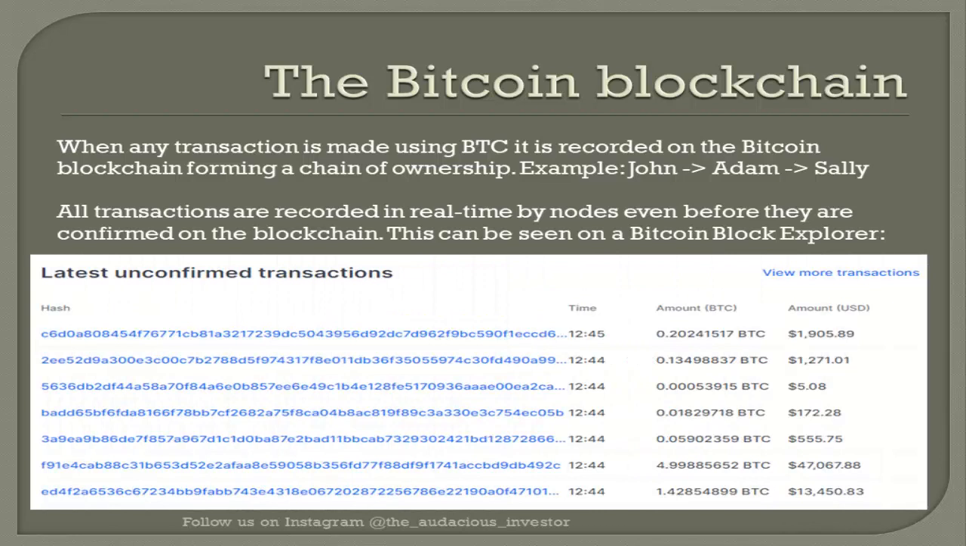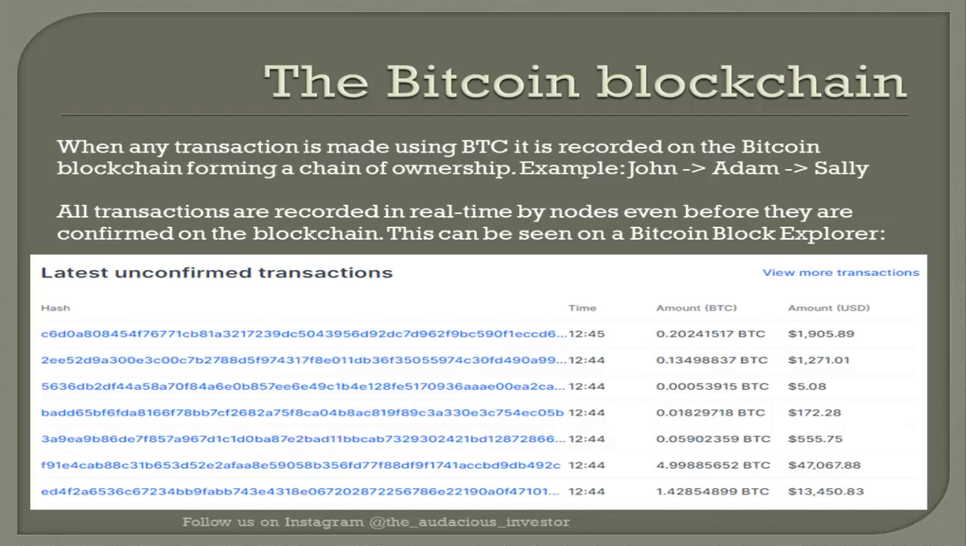So all transactions are recorded in real time by nodes. We've already discussed what nodes are in the first lesson, so go through your notes. But just to refresh your memory, a node is a computer or device that has the full blockchain ledger installed or downloaded on it. It's running the full blockchain ledger, then it's a node. So it has a history of all the transactions on the blockchain network, then you are a Bitcoin node. So all transactions are recorded in real time by nodes even before they are confirmed on the blockchain.